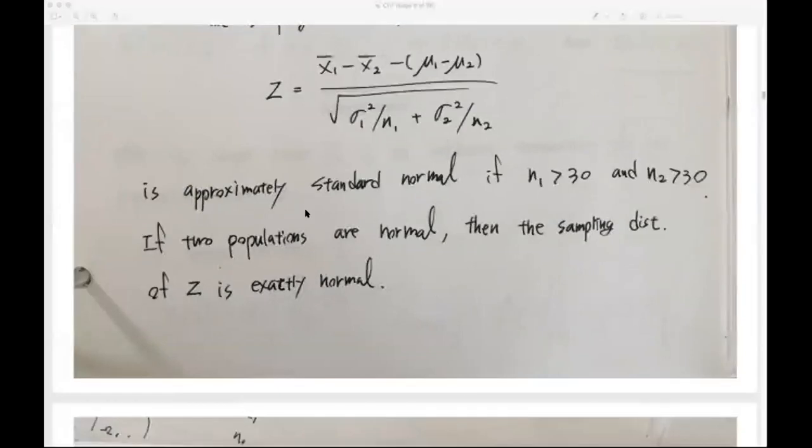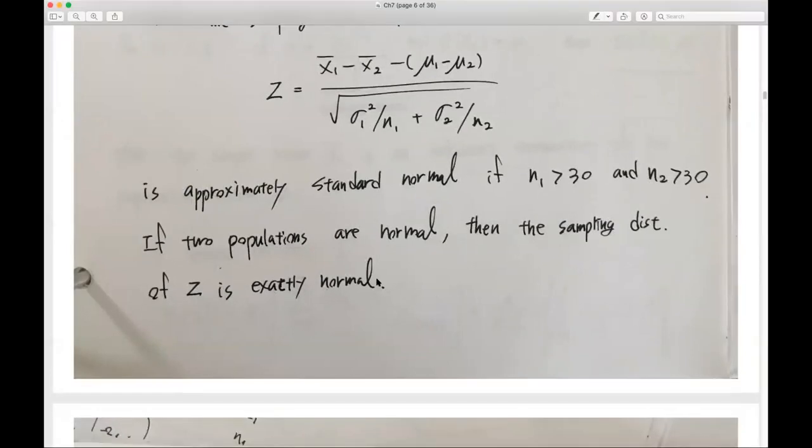So let me stop here, and we'll see the example of this problem, this one in the assignment. Next time I'll cover 7.3 and 7.4. Okay, that's it for today.